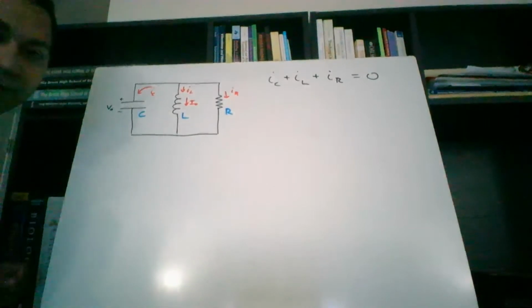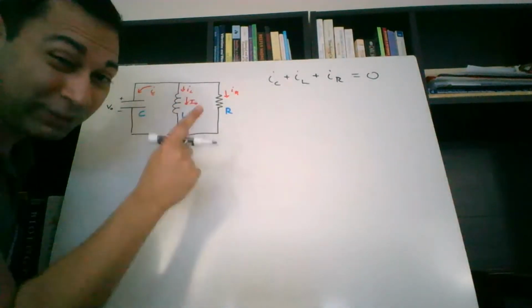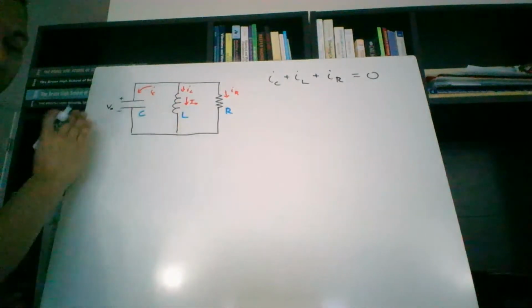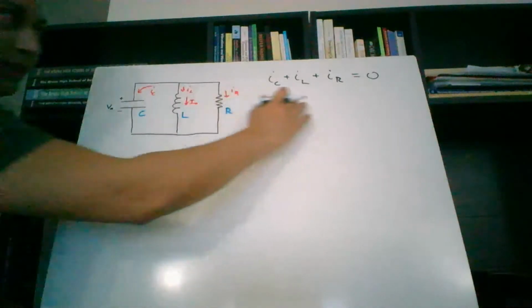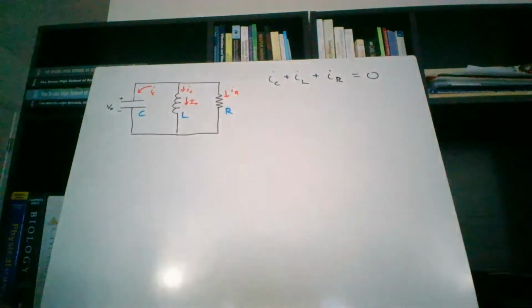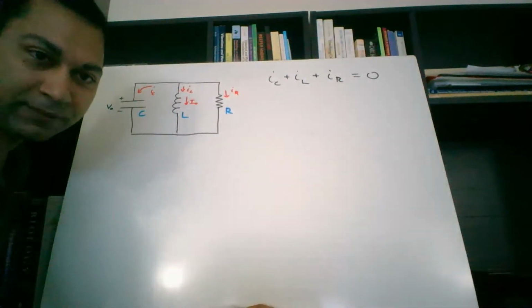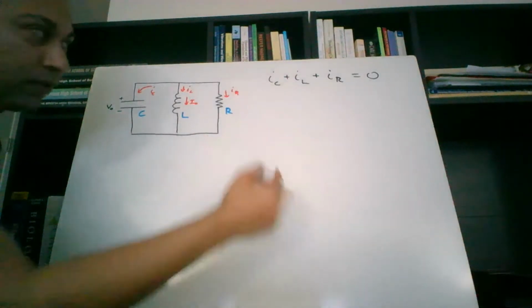Now, later on, what we could do is make this question even more difficult by attaching a battery. But right now, there's no battery here. We just have a capacitor, inductor, resistor. So here's my current equation. Now, what I'm going to do is rewrite this current equation in terms of voltages, okay?